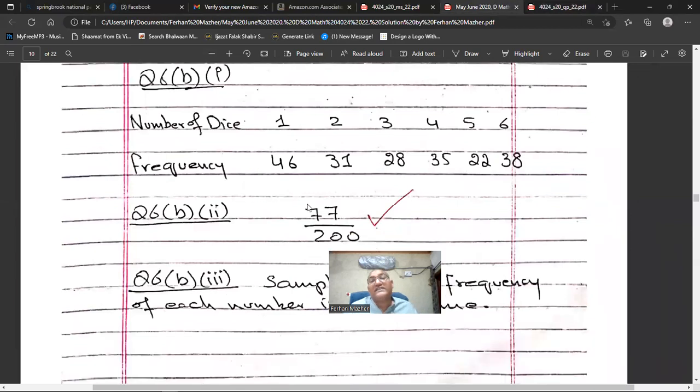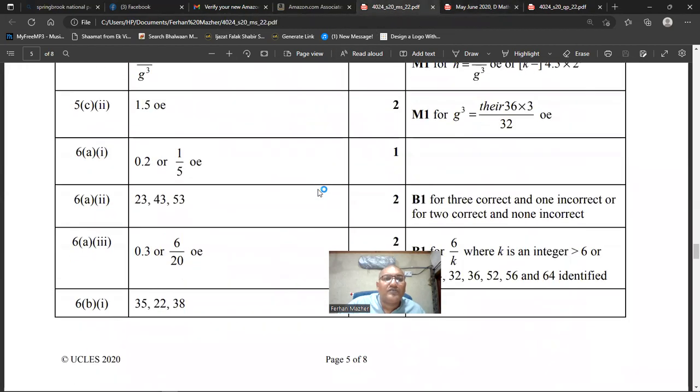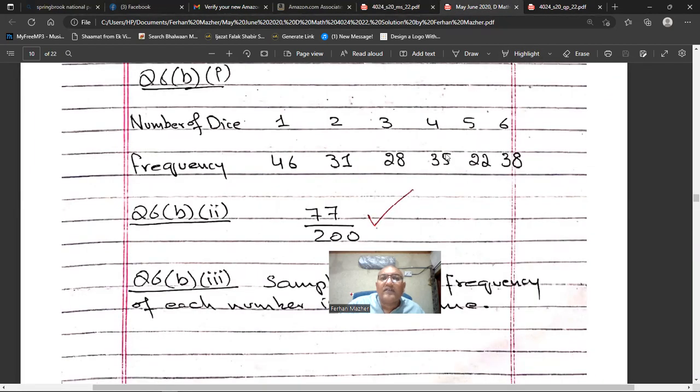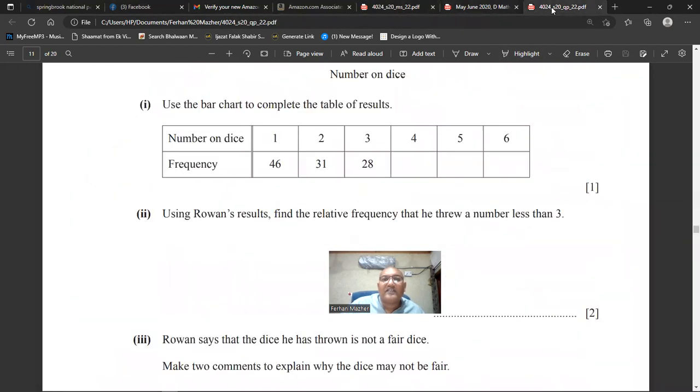So for 1, it's 46. For 2, it is 31. For 3, the frequency is 28. For 4, it's 35. For 5, the frequency is 22. For 6, the frequency is 38. So let me show you: 35, 22, 38. So our answer is right, sir.